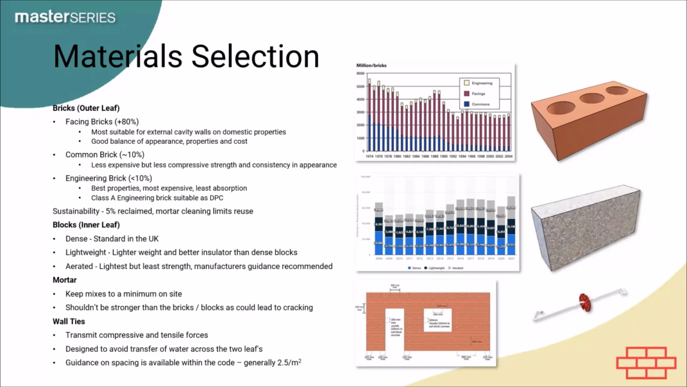Common brick would be cheaper but has less compressive strength and there's less consistency in its appearance. An engineering brick is typically more expensive and it's selected for its properties. For example, its high compressive strength, and as well, Class A engineering bricks can be used as an outer face rigid damp proof course due to their low absorption rate.